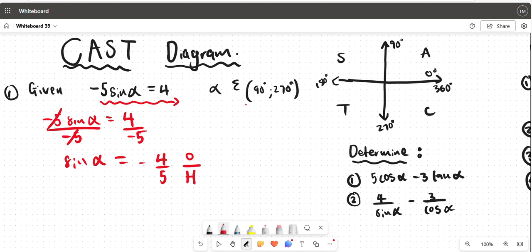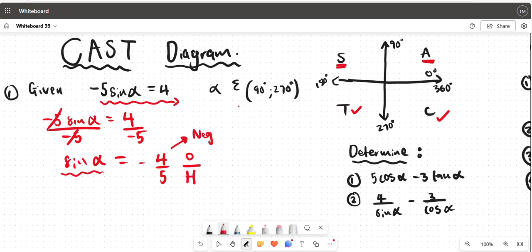But before I draw it, I need to establish in which quadrant my triangle is going to be. So how do I establish that? The first thing you need to check is the sign. The fact that it's negative tells me that sine is negative. So where is sine negative? Sine is positive there and there, and it's negative in this quadrant and in that quadrant. So I've ticked the places where sine is negative.